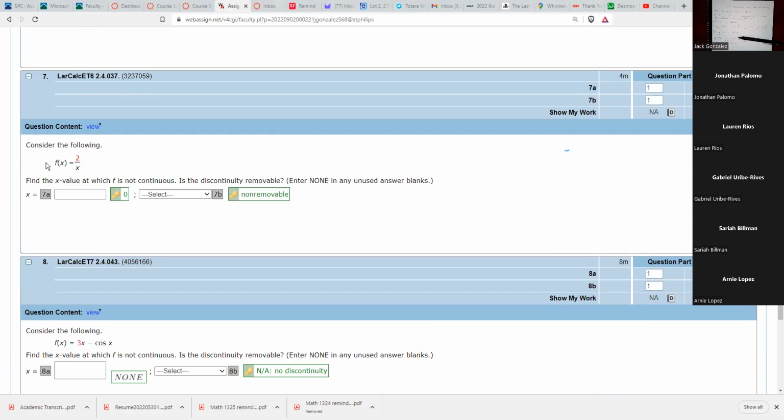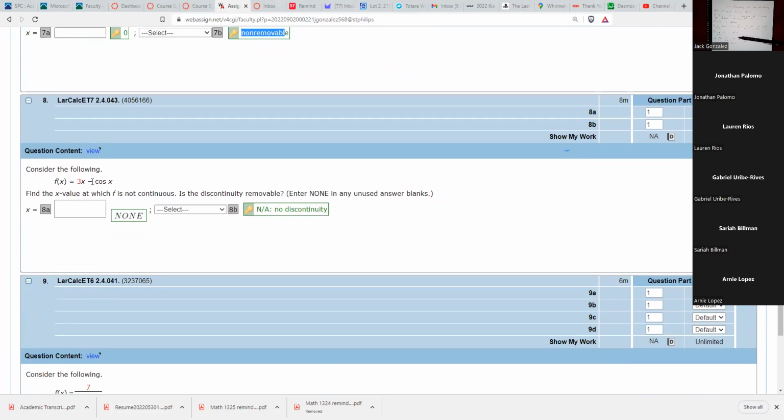Number 7, they ask you what type of discontinuity and where is it at. So basically wherever there's a hole or a point you can't plug in or undefined, that's going to be a discontinuity place. Now, if you can cancel out that issue, right? The issue is at 0. If I can somehow cancel this X, then it's considered removable. But there's nothing I can do here to remove it. You agree? Nothing's going to happen. So it's going to be non-removable.